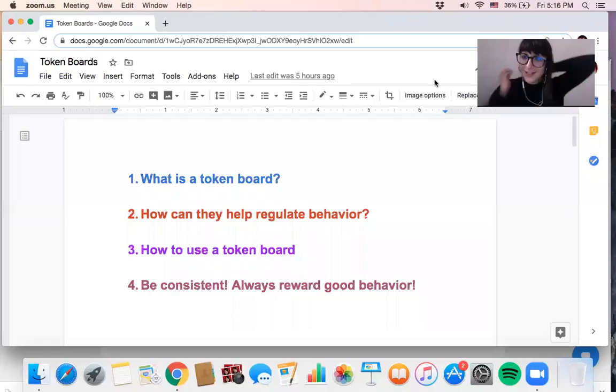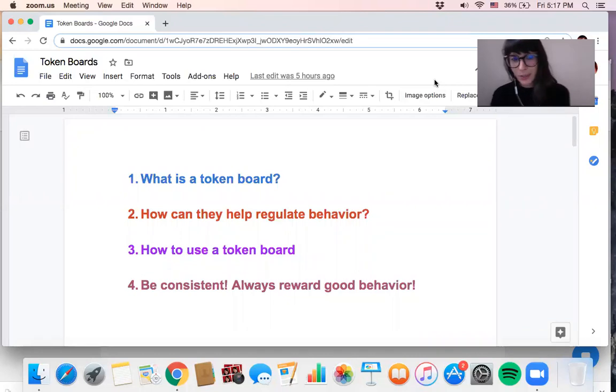Okay, so let's talk about token boards. Token boards are a common tool that we use in the classroom to regulate behavior. And I'm going to talk a bit about what a token board is, how they may be helpful for your student, and how to use it at home.